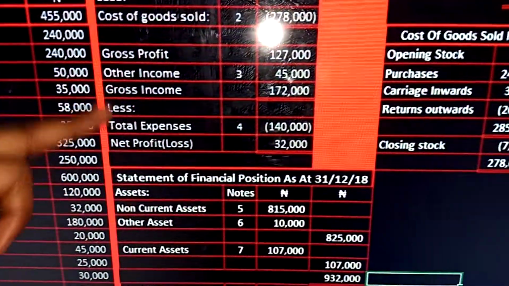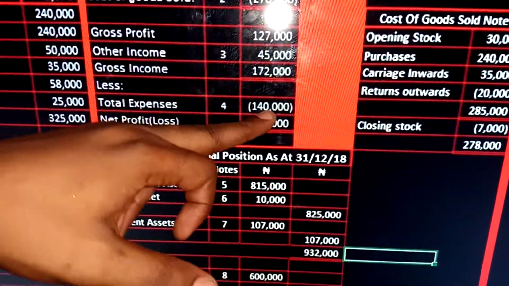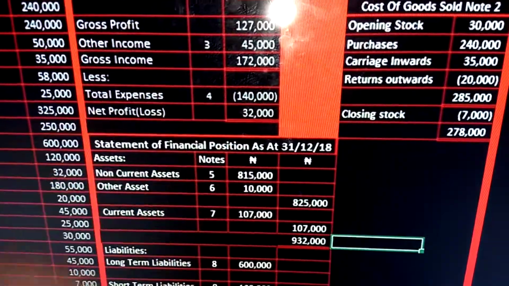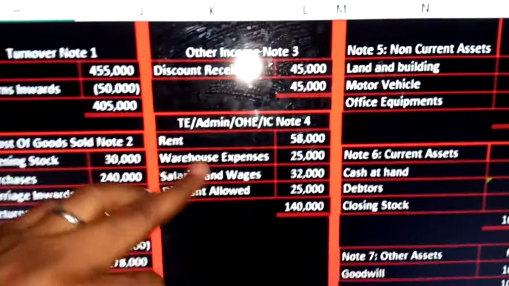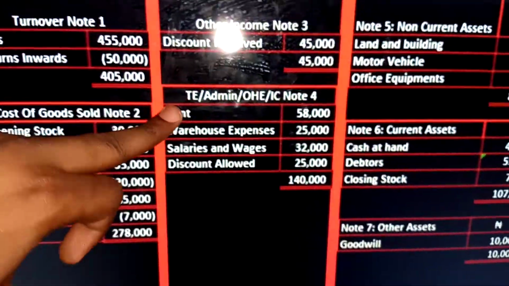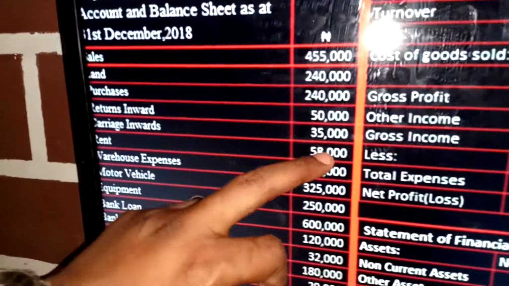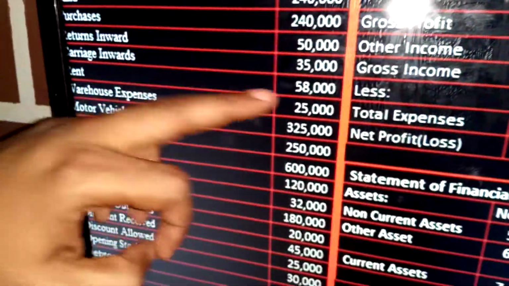So you less your total expense. That's note 4, 140,000. What makes up your note 4? So you have to pick it up in the question. Okay? So look at our note 4 here. Based on the question, our note 4, which is also called total expense, admin, overhead expense, or indirect cost. We have rent. So what is the rent in the question? 58,000. We have warehouse expense. From the question, we have our warehouse expense here to be 25,000.